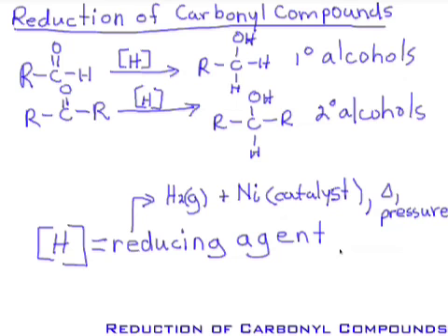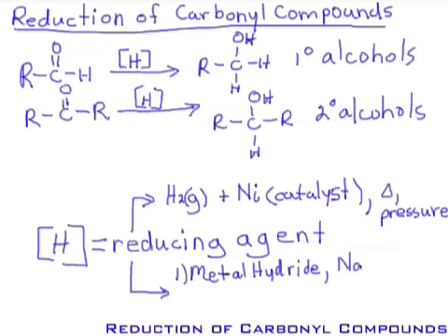The second reducing agent that may be used is a 2-step process. Well, first you use a metal hydride. The metal hydride we typically use is sodium borohydride, BH4. BH4 is negatively charged. So you have sodium plus BH4 minus.